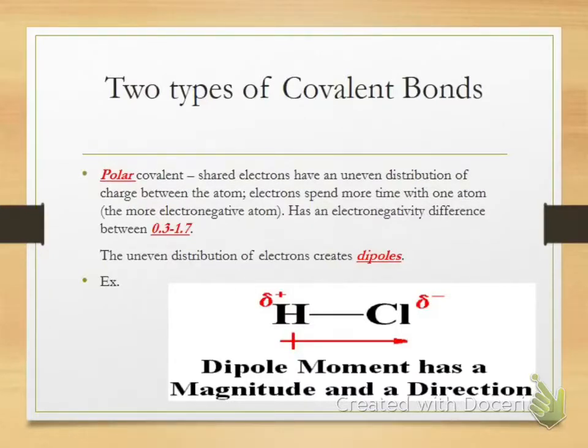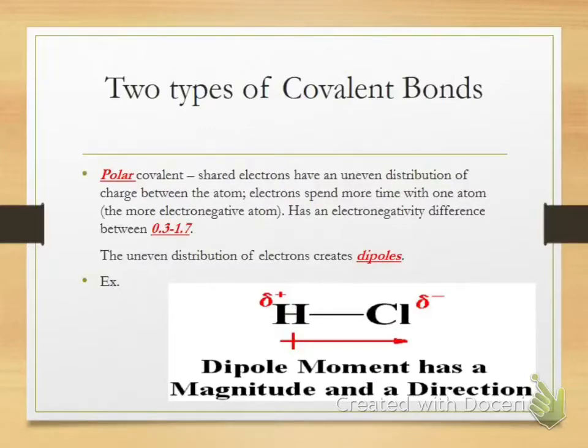And it's going to be the one that has the more electronegativity. Because remember, it's a tug of war. Whoever's got the higher electronegativity wins the battle, okay? And so the one that's more electronegative will get the electron more. These have an electronegativity difference of between 0.3 and 1.7, okay? The uneven distribution of electrons creates something that we call dipoles, okay?